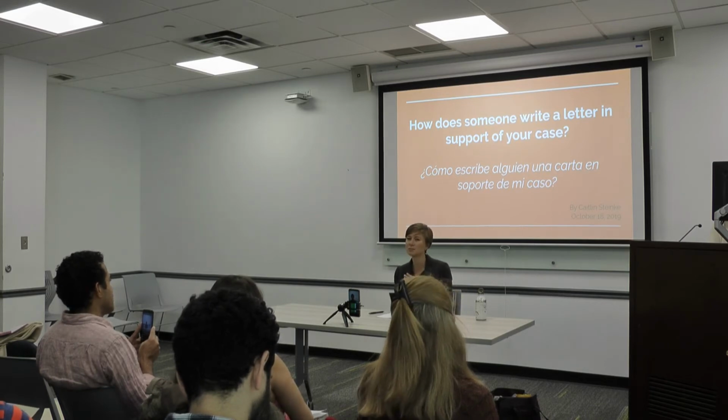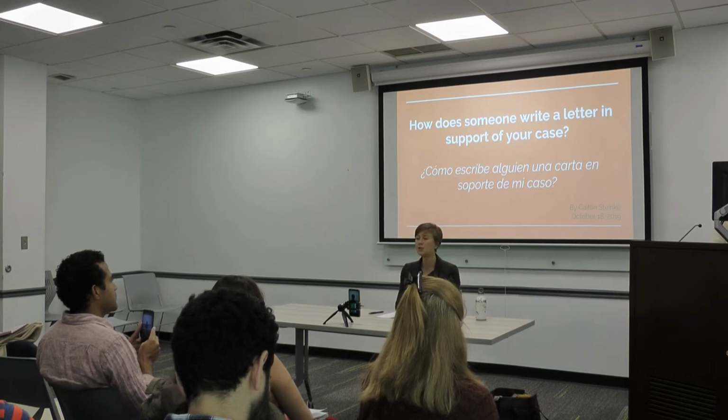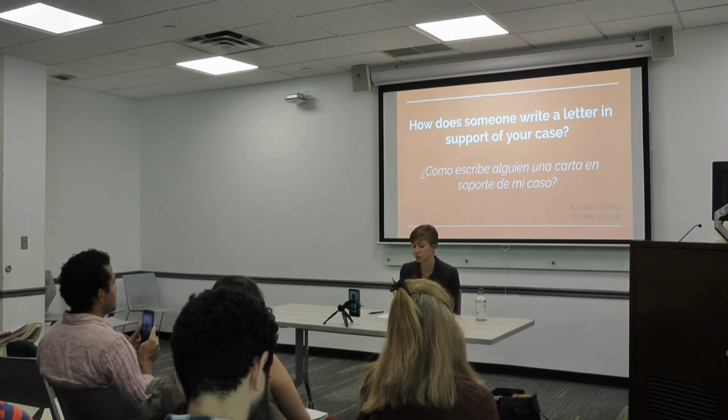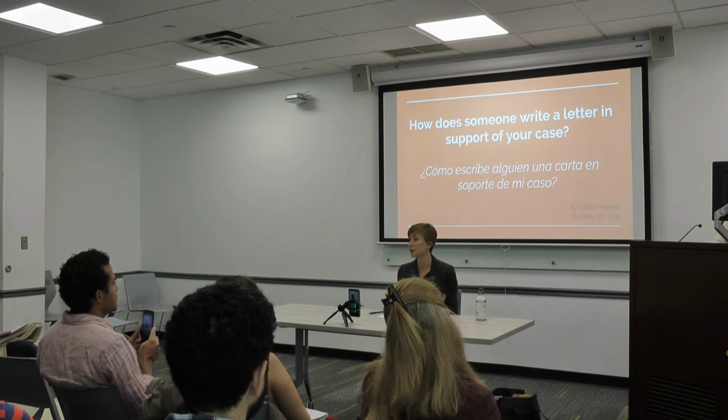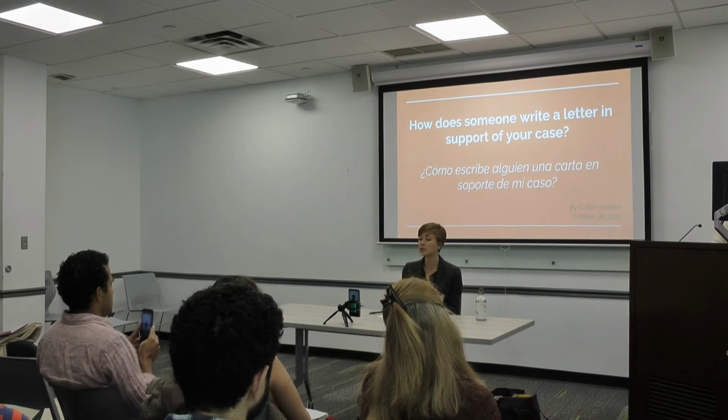Whoever's writing the letter should provide their full name, their contact information, who they are, and how they know you, before they start delving into the actual details of their letter. The letter should serve a specific purpose. So if it's coming from somebody who witnessed abuse to you, it should talk about that specific incident of abuse.